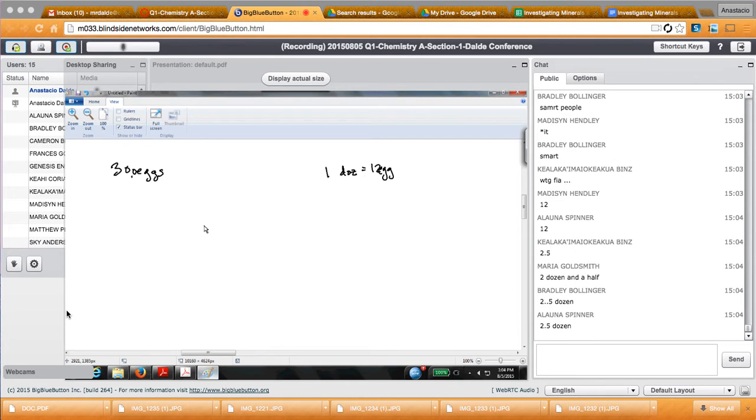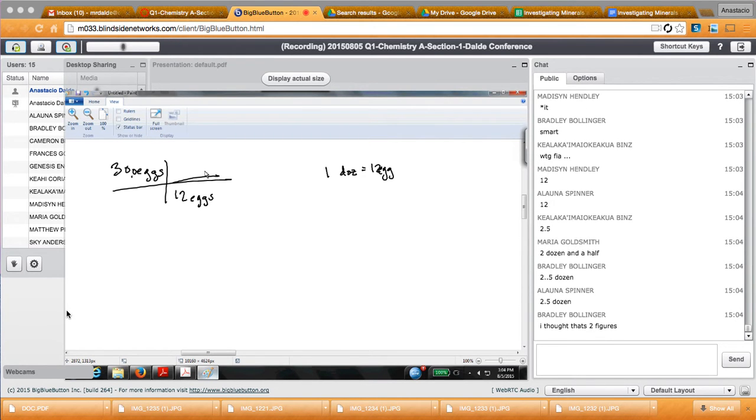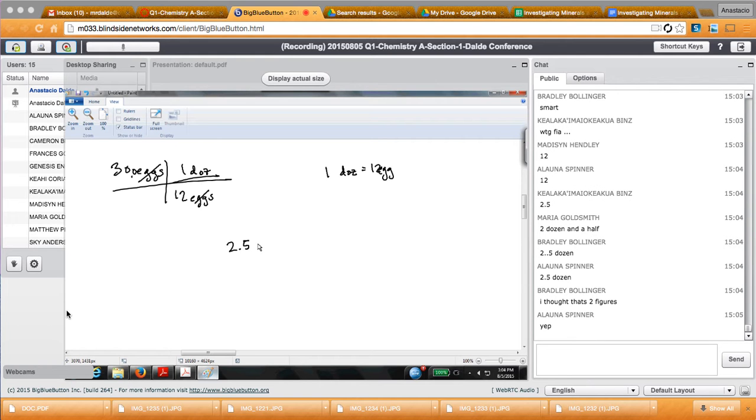I counted my eggs. I know I have exactly 30.0. I don't have 30.01, but I have 30.0. Let's just pretend. Got it? And I divide, and I say how many dozens do I have? So I'll make that little table thing, and I'll say 12 eggs in the bottom, 1 dozen up on top, and eggs cancels out with eggs, and so I have 30 divided by 12, which is 2.5. Is that what you guys got? 2.5? 2.5 dozen. Does everyone agree with that answer?